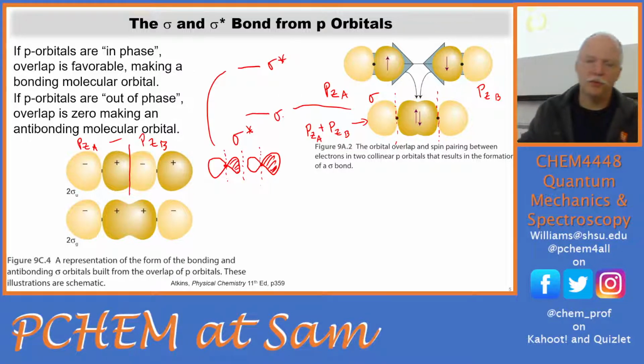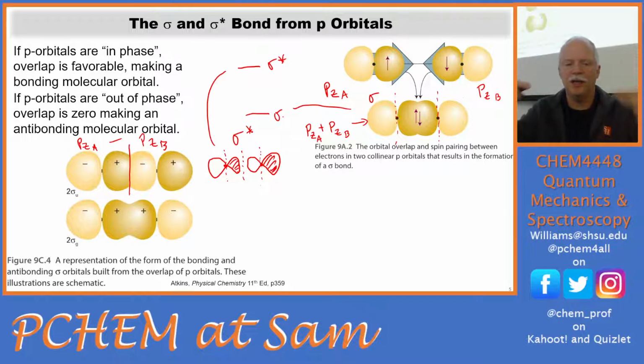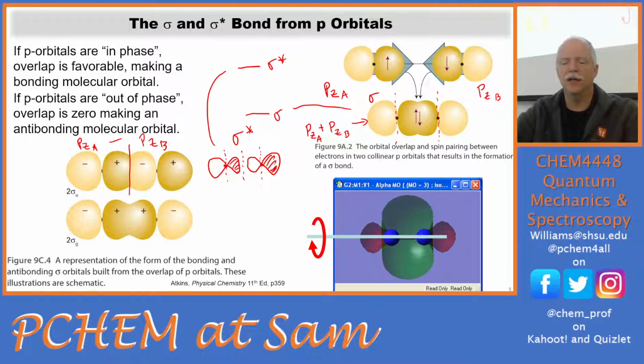I mean, y'all have seen this before. We've got the PZ orbitals coming in, end on, we say. So the ends of those orbitals are coming in and interacting with each other. And then from Gaussian, if we take a molecule like nitrogen, we stick it in Gaussian, here's what that looks like. So it's this bonding, the sigma bond looks like this.